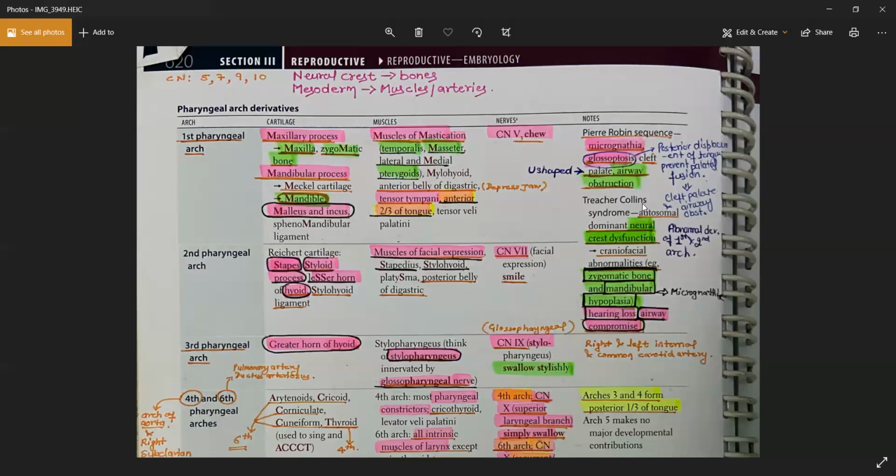So please note: the Pierre-Robin sequence is because of the first pharyngeal arch, and Treacher-Collins syndrome is because of a mutation in both the first arch as well as the second arch. Hypoplasia of all the bones will happen.